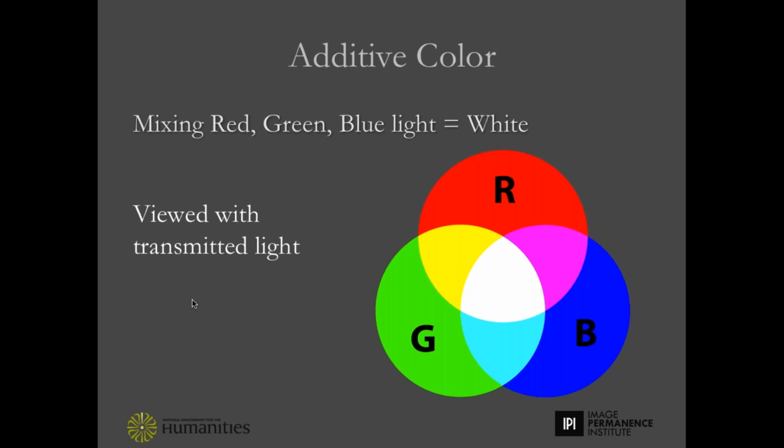Let's break this down and explain it a little bit. We'll start with additive color. The first color process was an additive color system. Additive color is the mixing together of the primary colors of light, red, green, and blue. When evenly mixed, white light is produced.